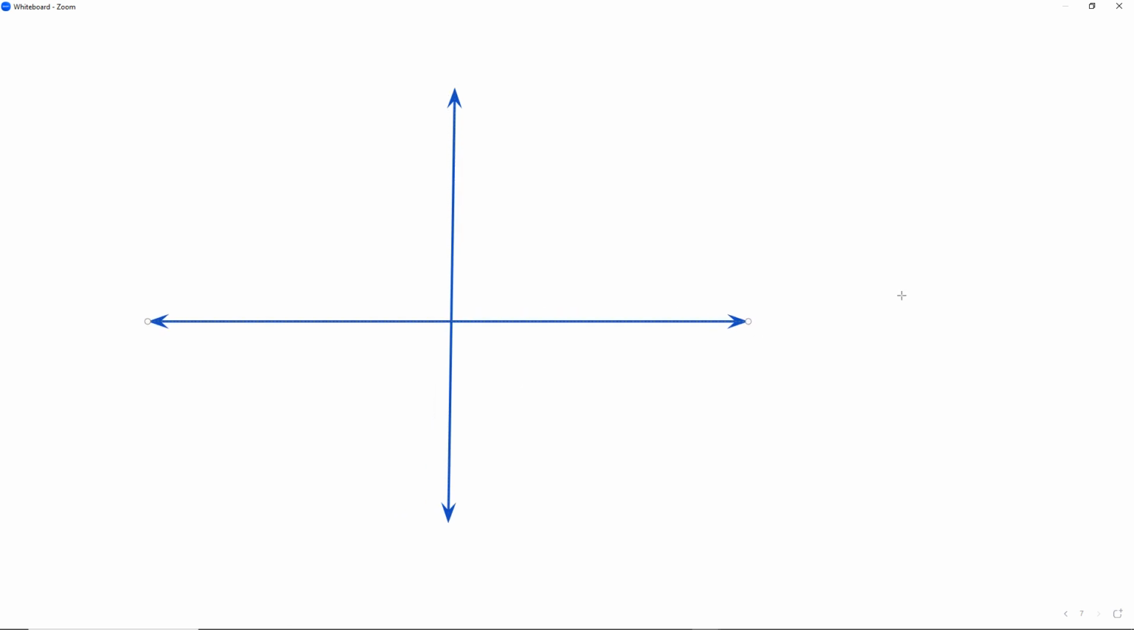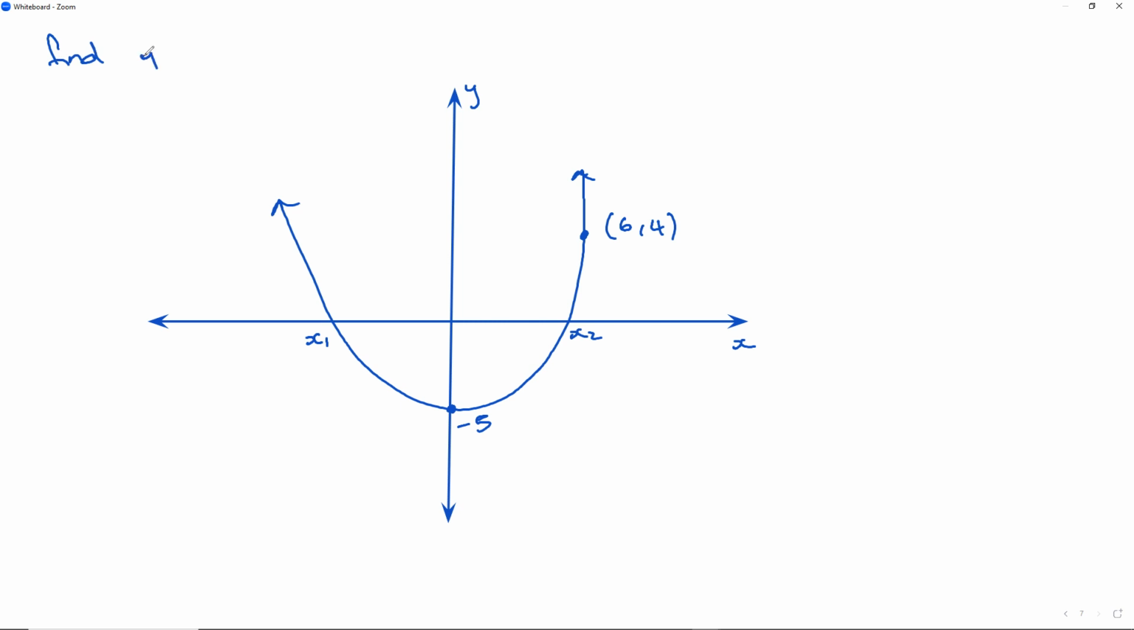So the next question over here, I have the following, a quadratic that looks like this. And I want to solve this quadratic. They tell me that this value is negative 5. I'm calling this one x2. I'm calling this one x1. And they give me another point over here, which is, let's say, 6 and 4. And I am asked to find the equation. So we want to find the equation y equals ax squared plus bx plus c for this.